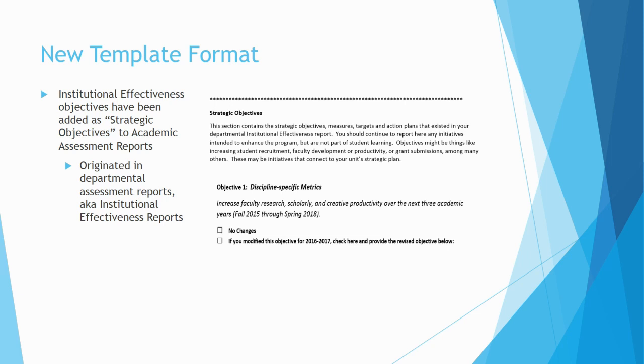It's a clearly defined new section of your report, and the initiatives defined in your department's institutional effectiveness report have been transcribed into your academic assessment report, including the objectives, measures, and targets. Just as with your student learning outcomes, we've given you a starting point.